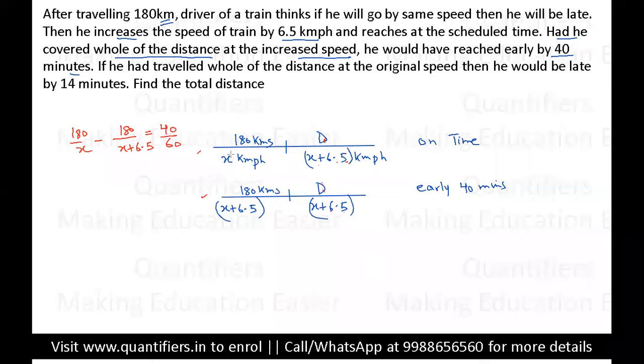Now similarly students, if I compare the second case with the original case, okay? Now they are saying, had he traveled the complete distance with the original speed, he will be late by 14 minutes. Okay, students. Now again, compare the original scenario and this scenario. Now students, look at this region. Now in this case, he is traveling with the original speed, that means x kilometers per hour.